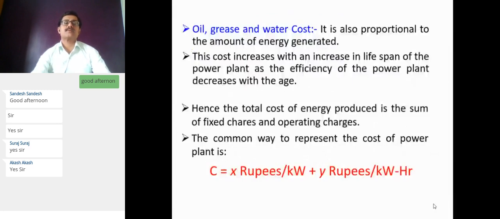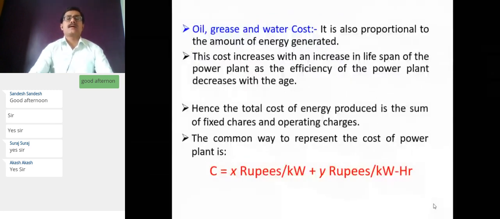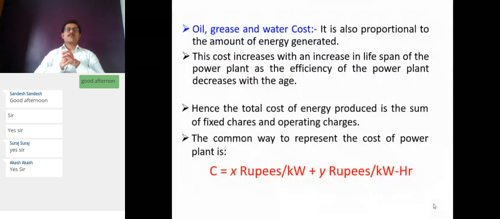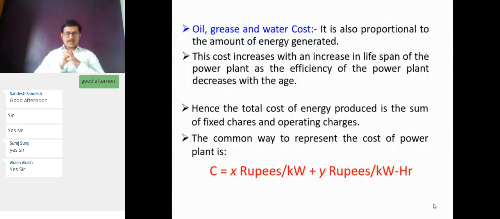Then the cost of the consumables that we have seen. Okay. And the last two lines are very important for us. So here the total cost of the energy produced is the sum of the fixed charges and the operating charges. So fixed cost and the operating cost. And a very generalized way by which the equation for the total cost of the generation can be given is the last equation, which can be seen in red color: C equal to X rupees per kilowatt.